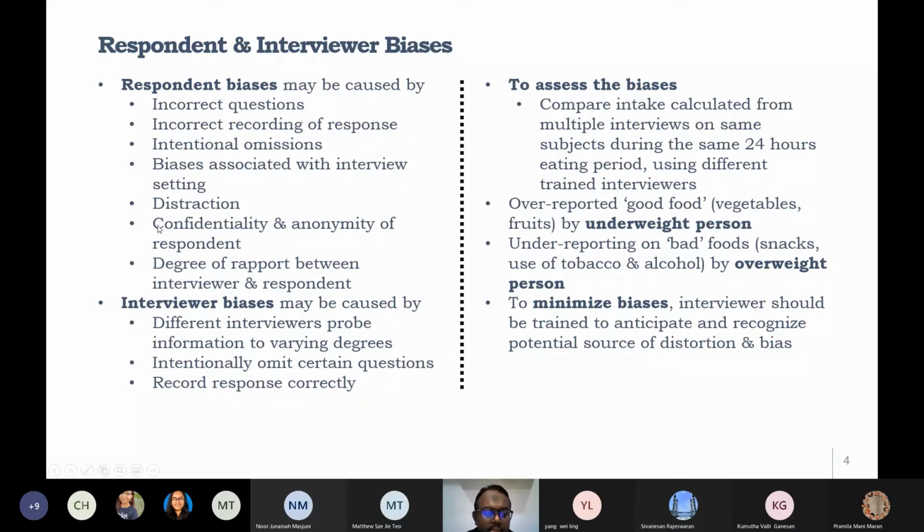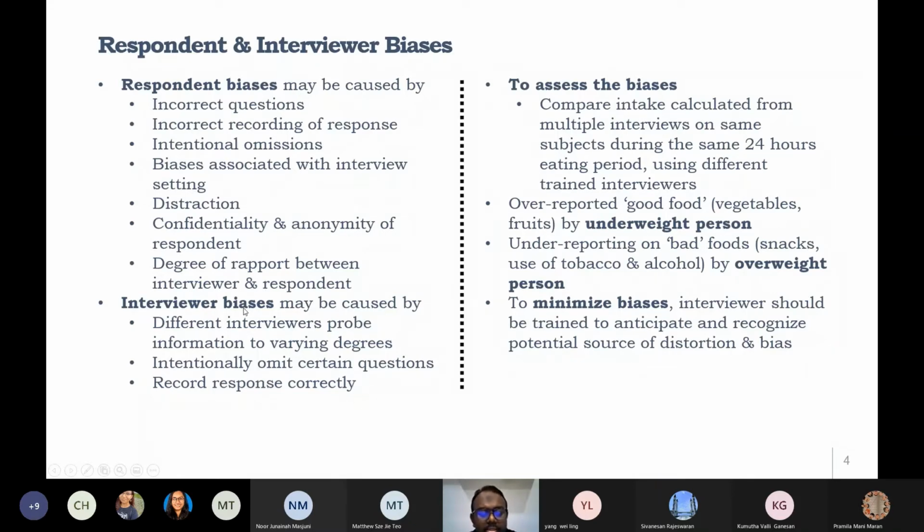Distraction, okay. Confidentiality and anonymity of respondents, so they are not sure whether their responses are confidential enough or protected by us, so they might be responding differently. And finally, degree of rapport between interviewer and respondent. Okay, so these are the biases from the respondents.